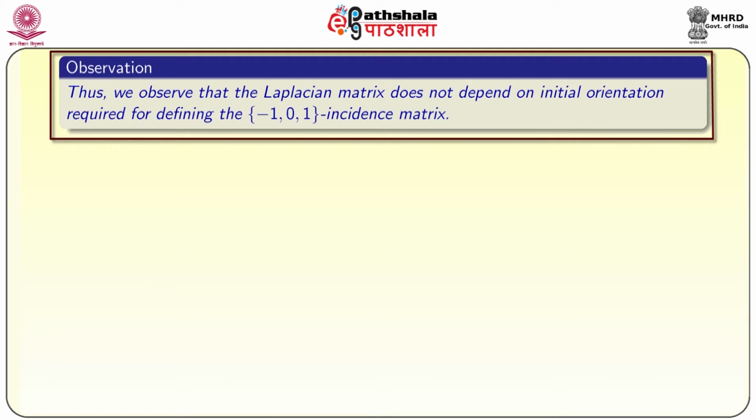Thus, we observe that the Laplacian matrix does not depend upon the initial orientation required for defining the minus 1, 0, 1 incidence matrix. It is independent of the orientation. So, one has to check. It is an exercise to check that part. So, L(X) does not depend upon the orientation chosen for Q(X).